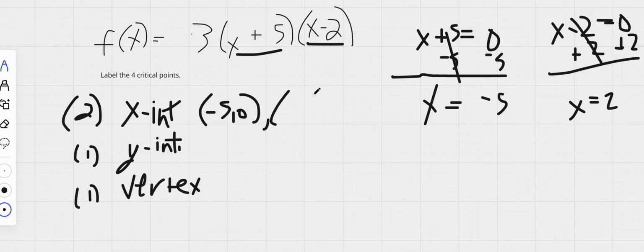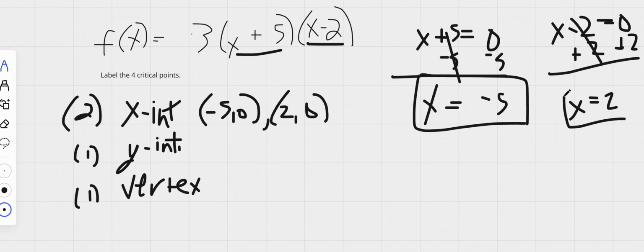Right? But if you want the coordinate, it's going to be negative 5, 0 or 2, 0. So this is our actual intercept, the actual x value of the intercept. But if you want the actual coordinate, it's going to be negative 5, 0 or 2, 0.